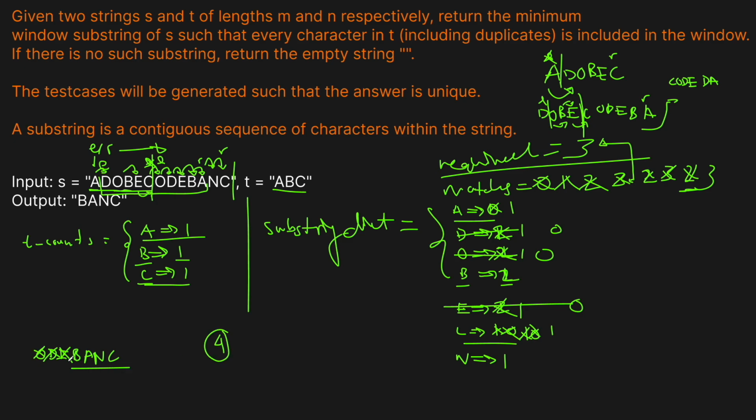4. So when we try to chop the B, we'll obviously see that chopping it will reduce its count to basically 0 in our substring. So at this point, we would lose our last match, so we can no longer keep chopping. So our best solution that we found was that substring BANC of length 4.